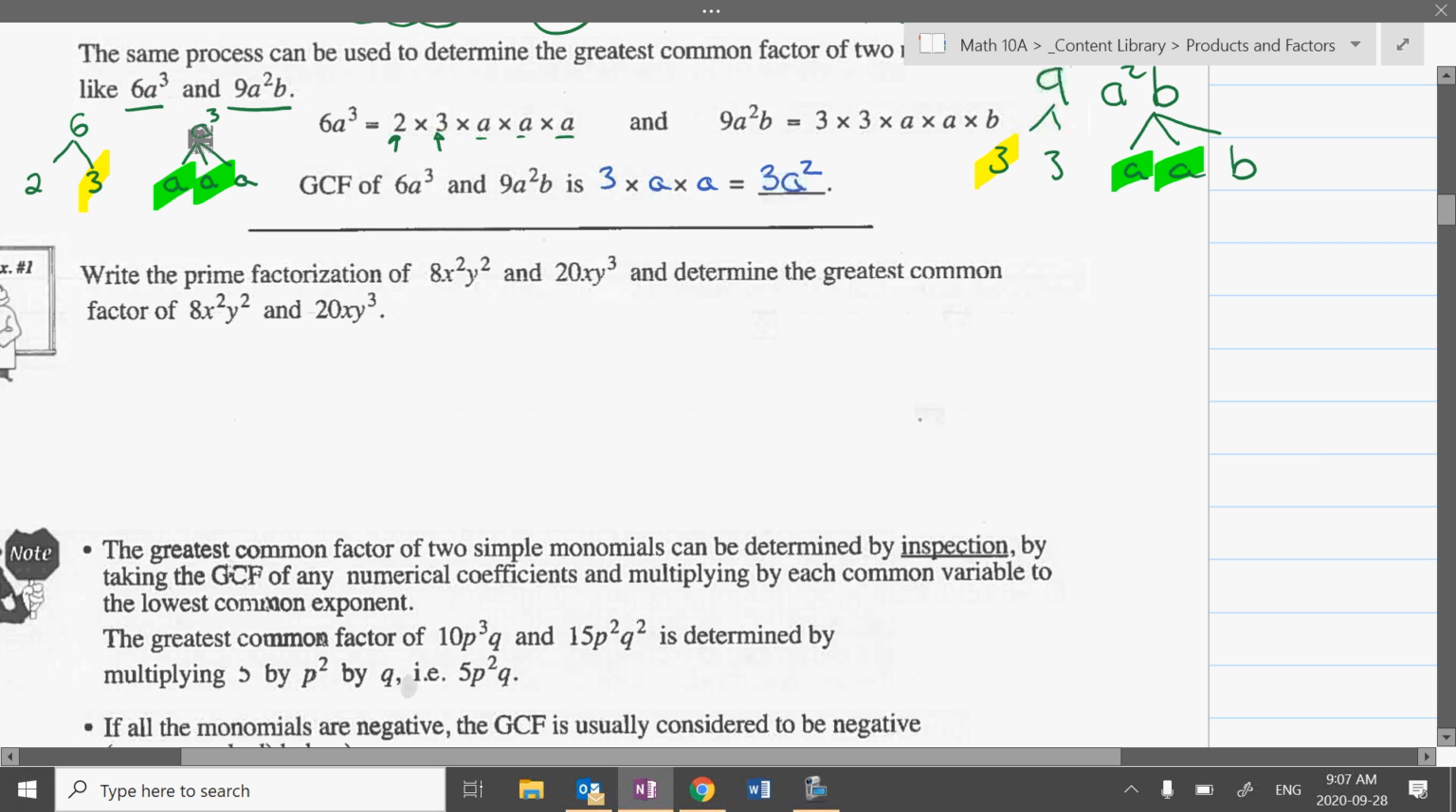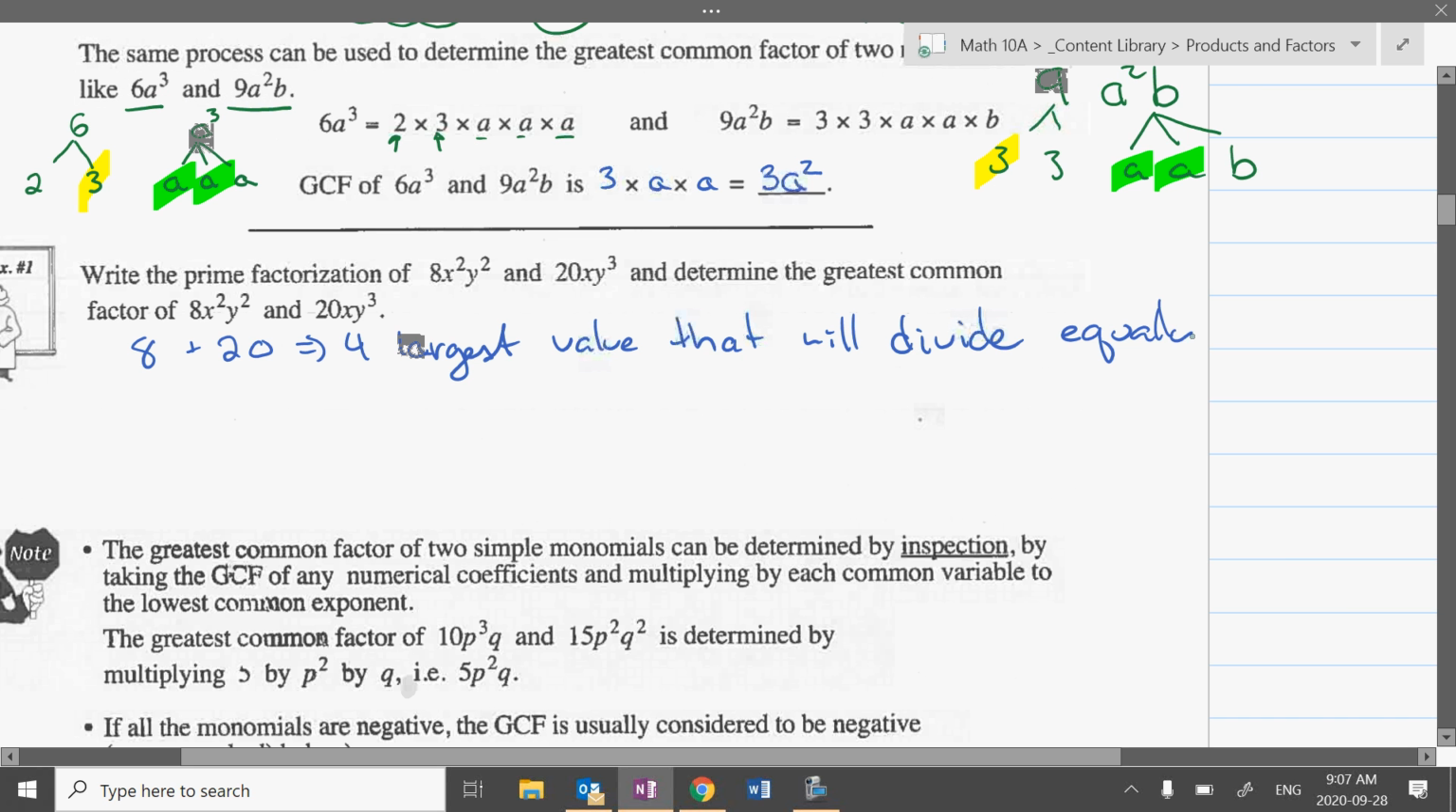So for example, I'm pretty confident we all should be able to do this one. What's the largest number that goes into 8 and 20? 4. Good, right? That one's pretty easy. 8 and 20 gives 4 as the largest value to go into both. When I say go into, it's divide equally, so you get no decimals.